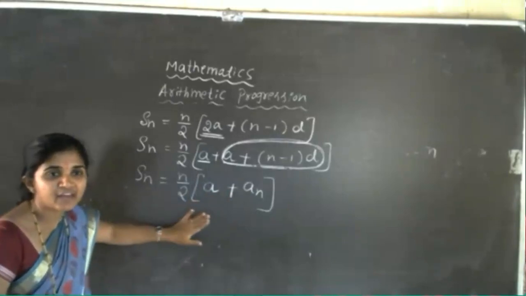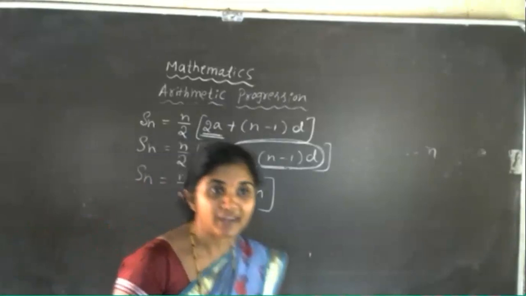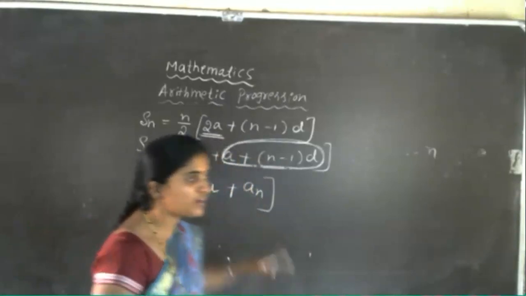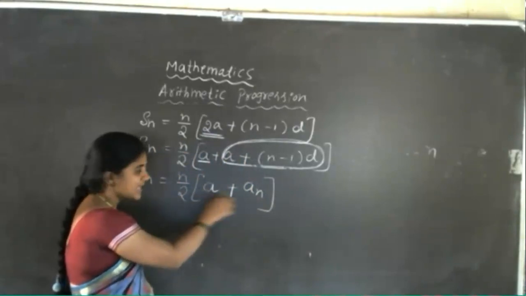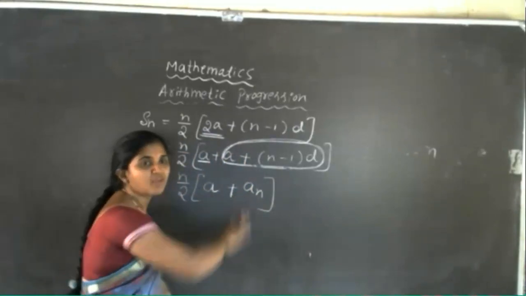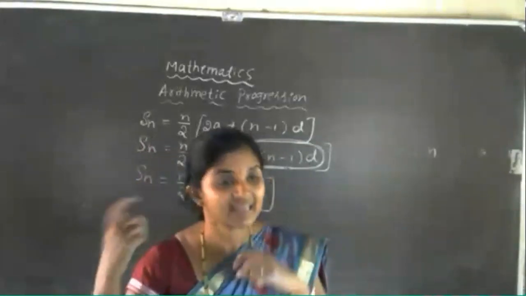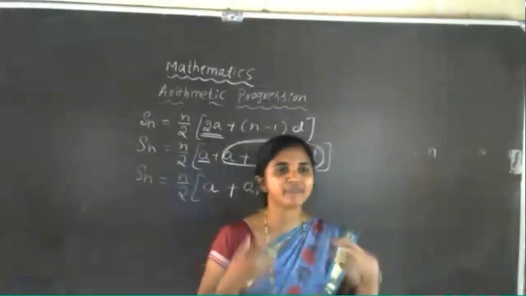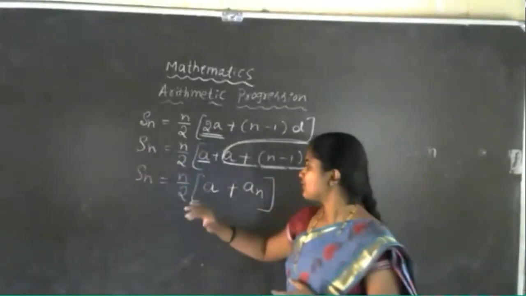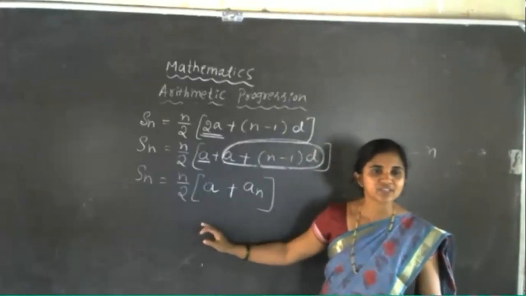Then where can we use this formula? This is also one formula. When can we use this formula? Here a is the first term, an is the last term. When in an AP the first term and last term are mentioned, then to find the sum of n terms of an AP, we can directly use this formula. Got the idea of this concept now, students?